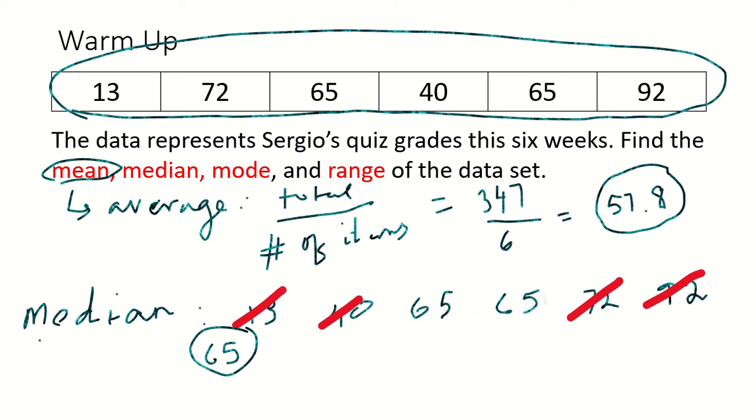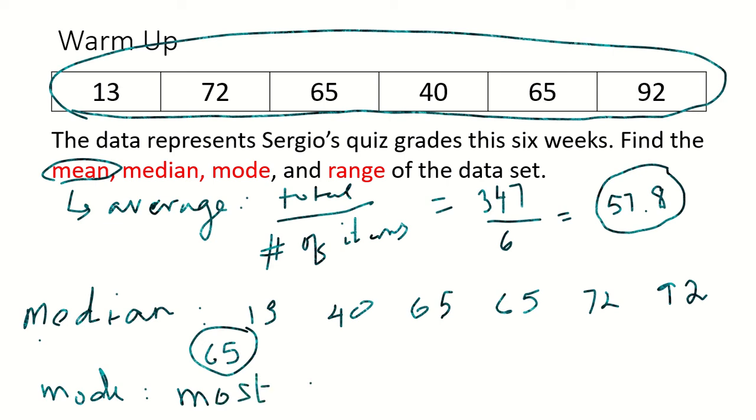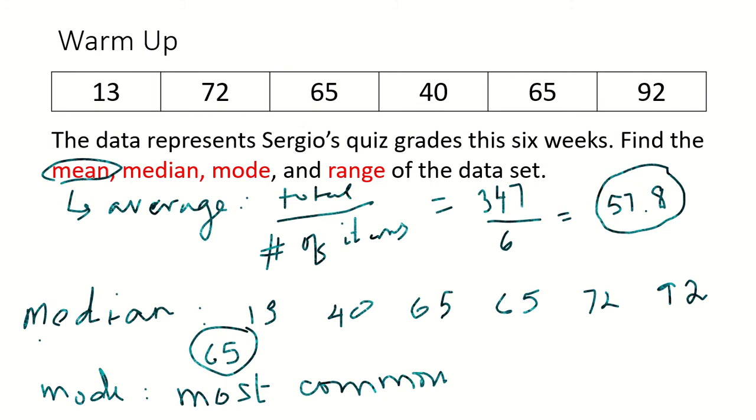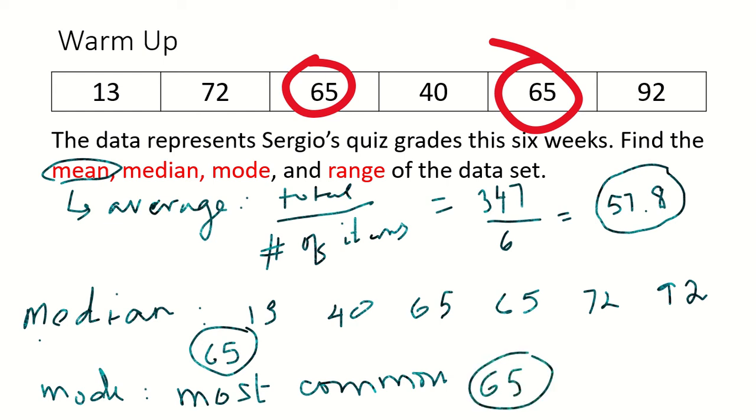Okay, so mean and median are the ones that require a little bit of work. Now mode's the easiest one. It's most common or most often repeating. So mode is most common. All you have to do is look at the list and pick out the one that is repeated more than once. So which one is that? That would be the 65, because there's 2 of those. Everything else is just 1 of each. So the mode in this data set is 65.